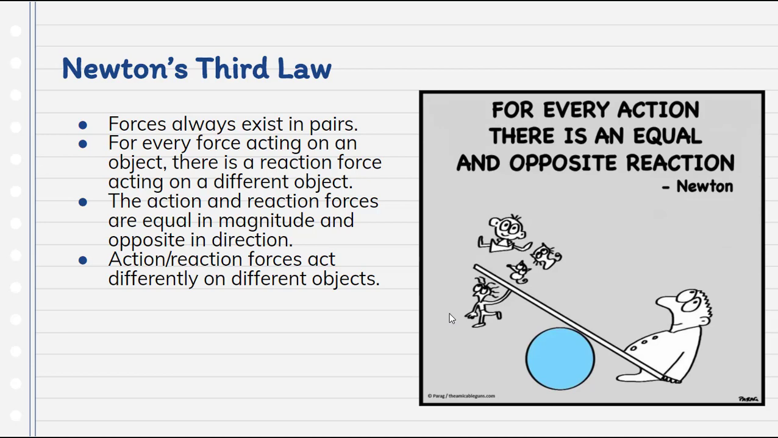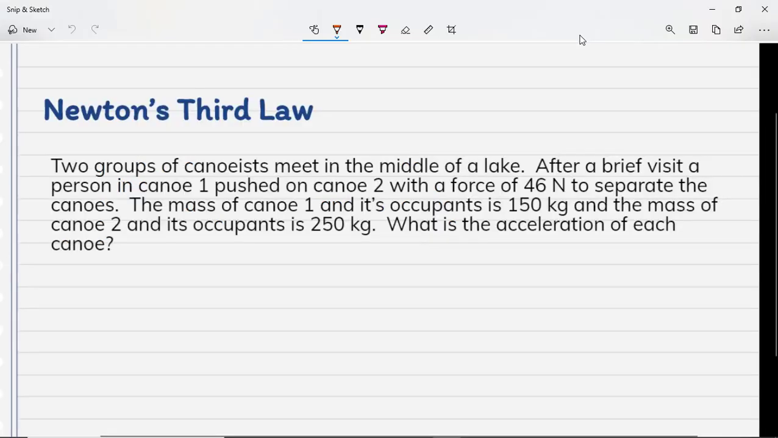Let's do a problem. Two groups of canoeists meet in the middle of a lake. After a brief visit, a person in canoe 1 pushed on canoe 2 with a force of 46 newtons to separate the canoes. The mass of canoe 1 and its occupants is 150 kilograms, and the mass of canoe 2 and its occupants are 250 kilograms. What is the acceleration of each canoe?